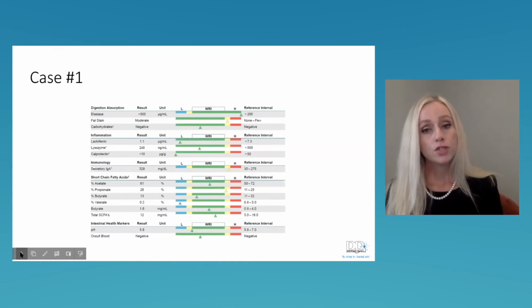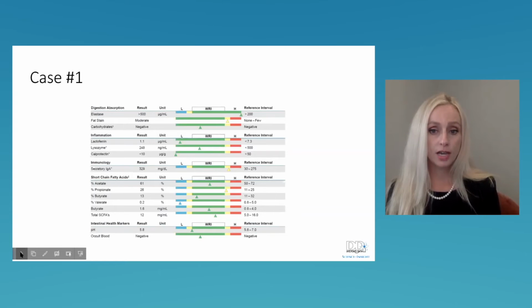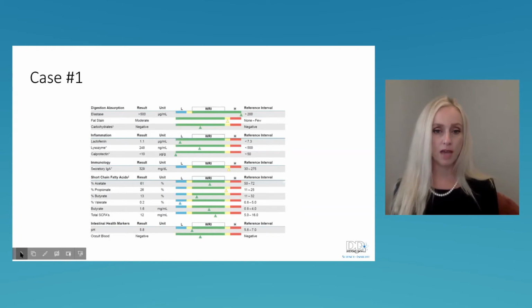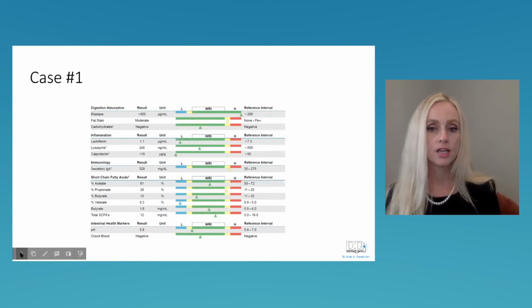So we do want to consider, number one, GI infection in the past 4 to 6 weeks. In the absence of a GI infection in the past 4 to 6 weeks, we would talk about potentially food sensitivity here. The next piece of information we have are the short-chain fatty acids.